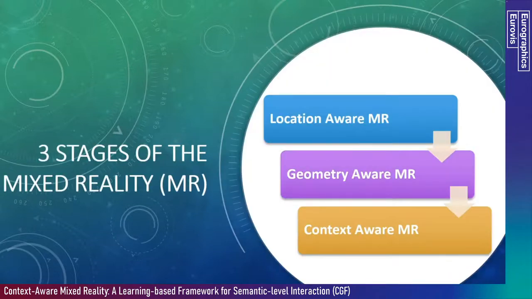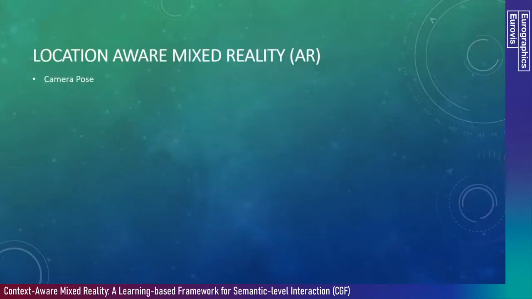First of all, I believe there are three stages of mixed reality. First is location-aware MR, then geometric-aware MR, and finally, context-aware MR. So, what is location-aware MR? A location-aware MR system means that the MR system only knows your camera pose, so that it can overlay virtual objects into the real world.